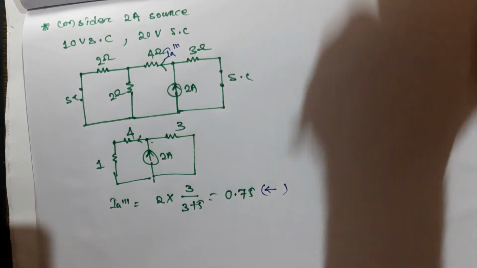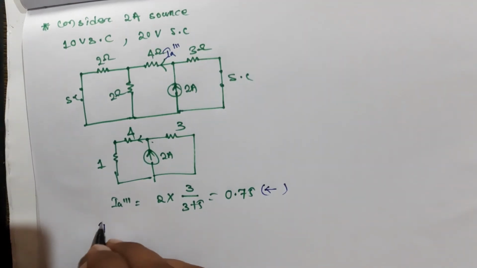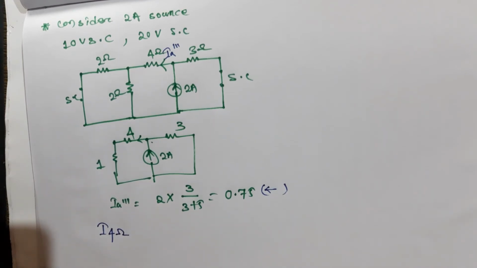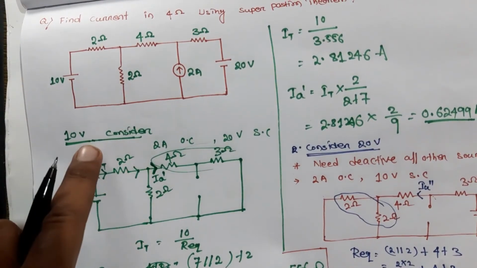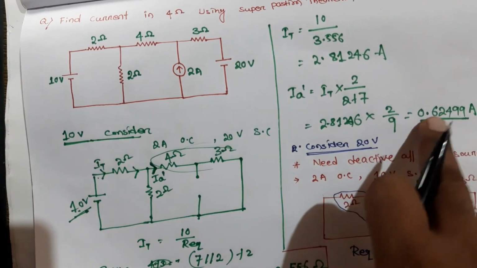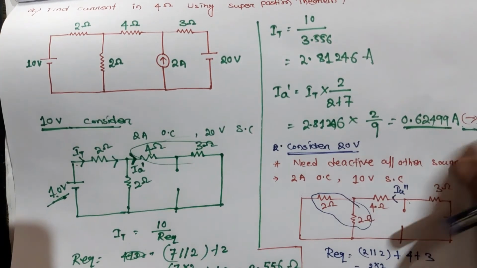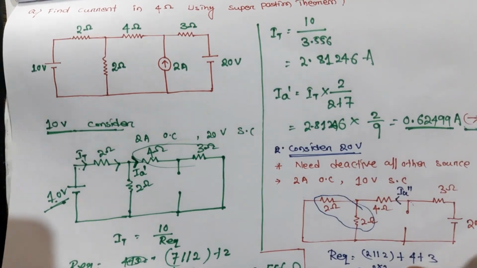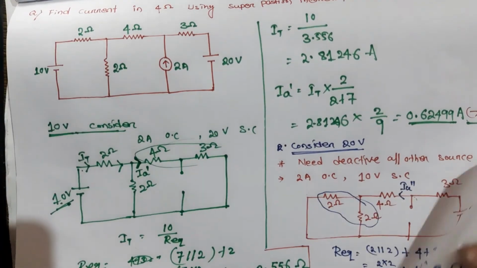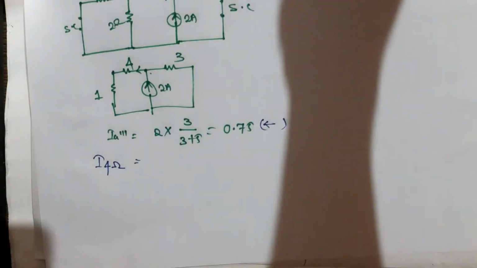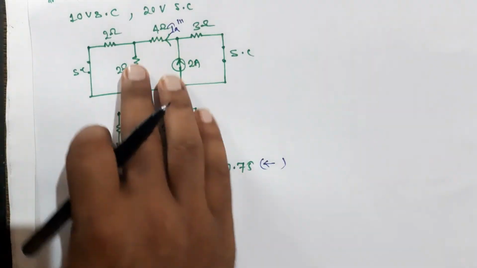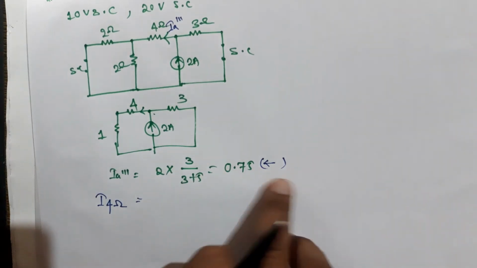For finding the total current in the 4 ohm resistor, according to superposition, it is the algebraic sum of the individual responses. Algebraic sum means always check the polarity. First, for the 10 volt, the current is 0.6294, in this direction. When you consider the 20 volt, the current is likewise. And when we consider the 2 ampere, the current direction is left to right.